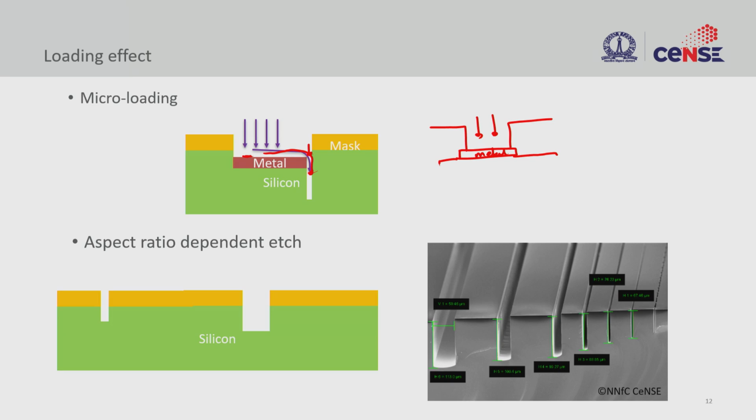The other effect is aspect ratio dependent etch. Aspect ratio is nothing but the ratio between width and height. So there is a smaller opening and a large opening. A smaller opening that is deep is called a higher aspect ratio compared to a large opening. On the right side you will see the actual cross-section image of the effect of this aspect ratio dependent etch. A large opening etches deeper, while a narrow opening only etches shallow. So there is a lag in the edge. The edge depth difference is coming from the aspect ratio.